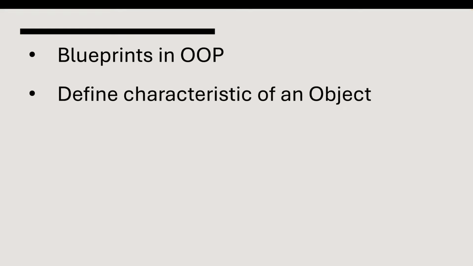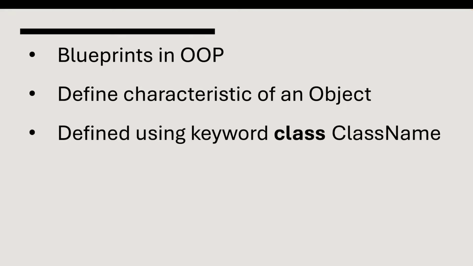Let us see some important points for class in Python. Class is a blueprint in object-oriented programming. They are defined to give certain characteristics to the object that we create from the class. A class is defined using the keyword class followed by the class name, where the class name is in camel case. That means the first alphabet of the class name is uppercase. If there are multiple words in the class name, we use uppercase for the first letter of every word.